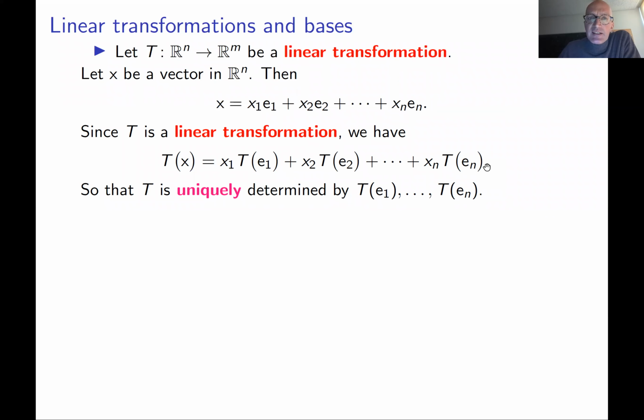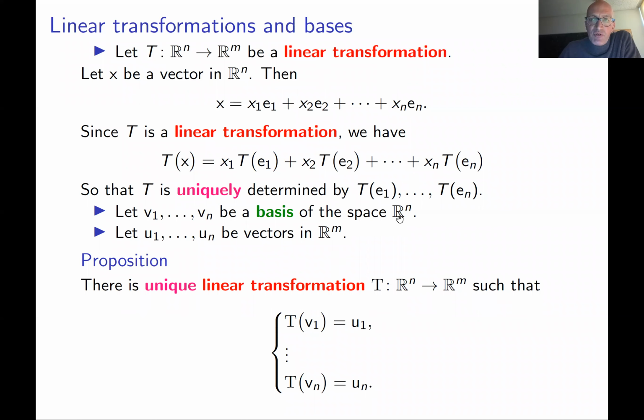An important observation, which we're going to prove and which we're going to use many times, is that absolutely the same formula holds if you take the vectors of any basis of your n-dimensional space. Namely, you choose any basis of your n-dimensional space, v1 up to vn. It can be e1 up to en, it can be different. And then you fix some n vectors u1 up to un in m-dimensional space. And then this proposition tells you two things.